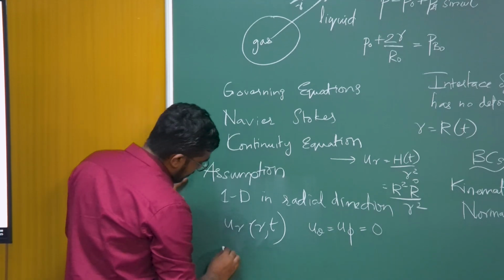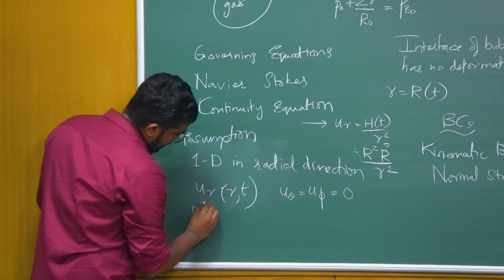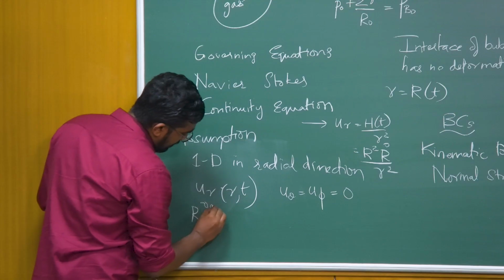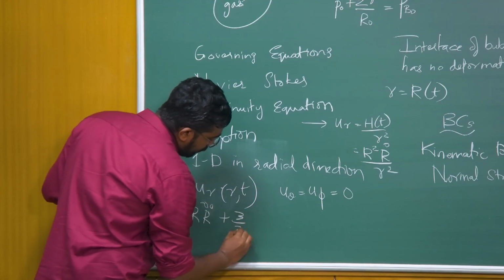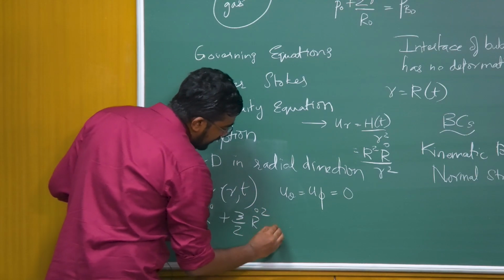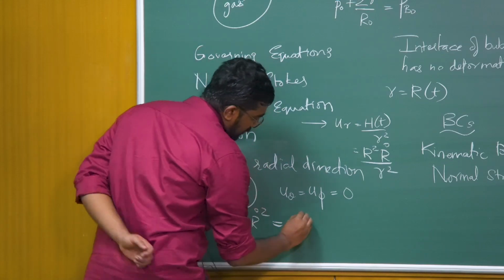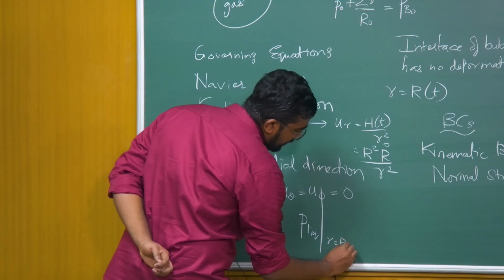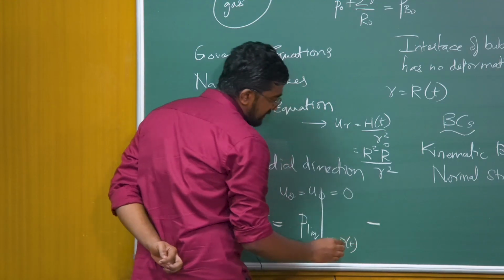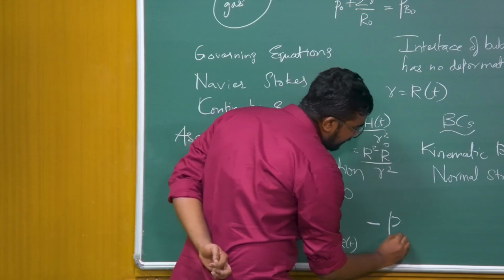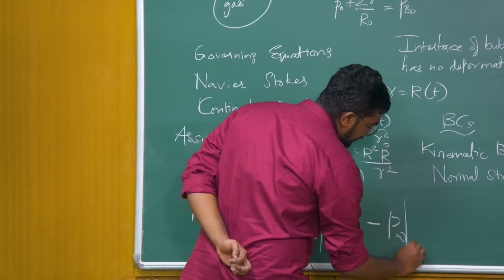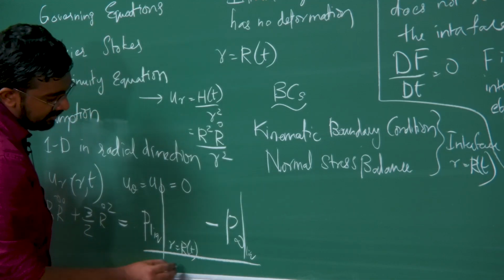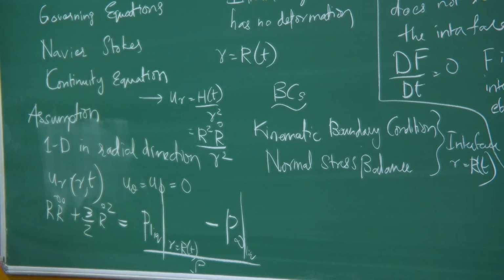So we got R R double dot plus 3 by 2 R dot square is equal to the pressure in the liquid side at r equal to capital R minus the pressure far away in the liquid side, divided by rho. So we did till here last class.